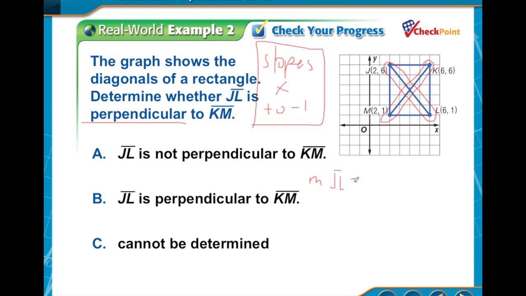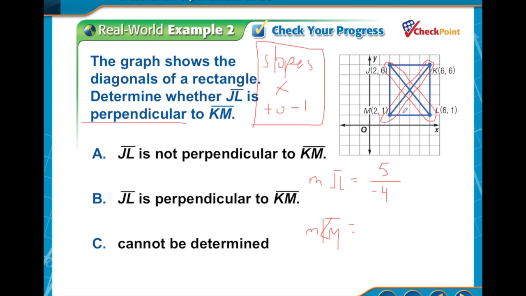That's going to be equal to the difference in the y's. So I can do 6 minus 1, which is 5, over 2 minus 6, which is -4. So I get -5/4 for the slope of JL. Now let's find the slope of KM with the same process.